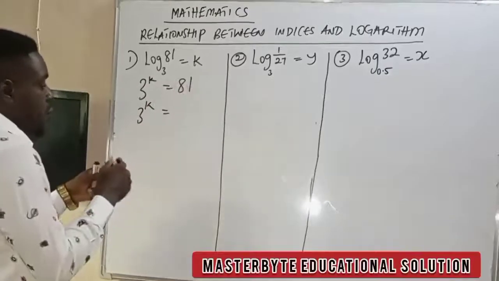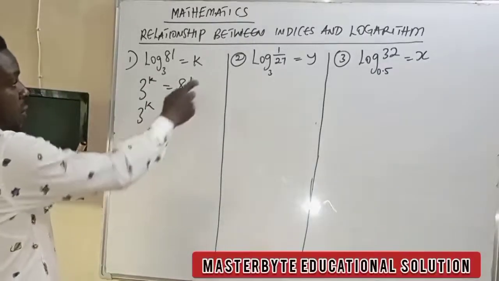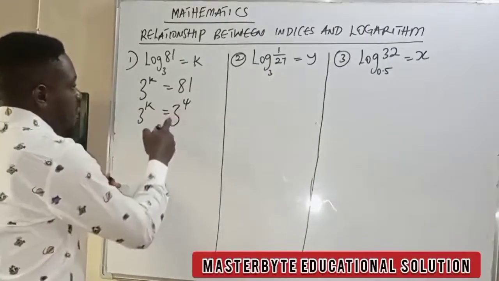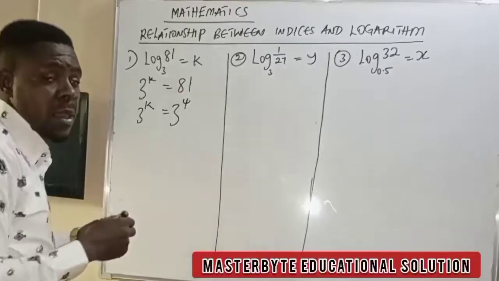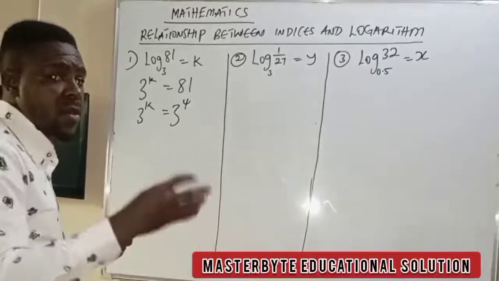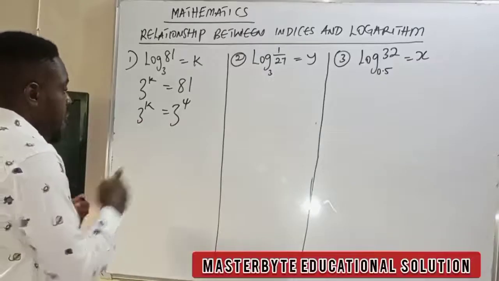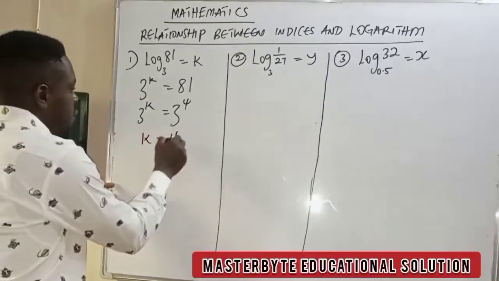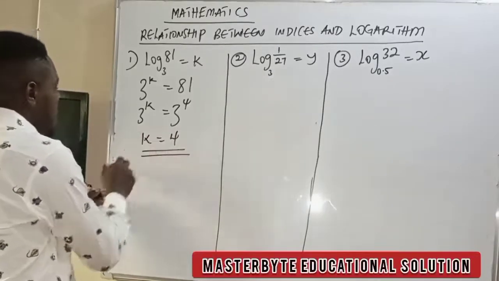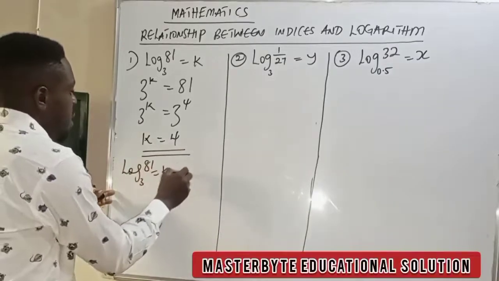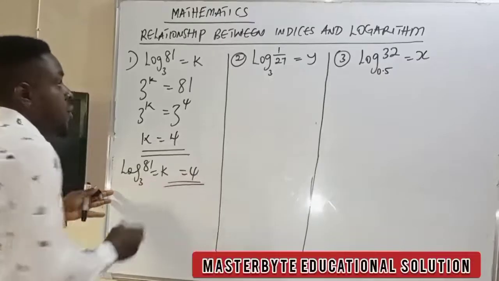Now we are going to have 3 raised to power k is equal to 81. How many times are we going to raise 3 to give us 81? 4 times. 3 raised to power 4 is the same thing as 81, because 3 times 3 times 3 times 3 in 4 places will give us 81. Now having the same base, our k is equal to 4 as your answer. Meaning that your log 81 base 3 is equal to k, which is 4 as your answer.